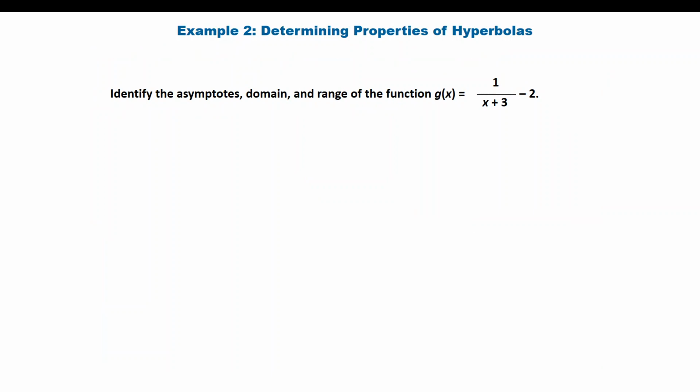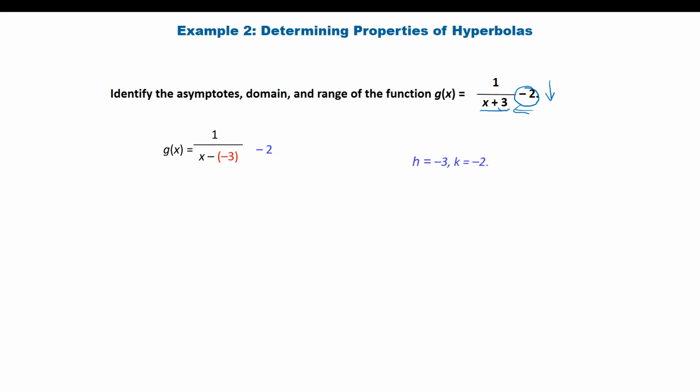All right, let's take a look at this example. We're going to identify the asymptotes, the domain, and range of this function. Just taking a quick glance at it, you should notice right away that there's a 3 added to our x. So that tells us that this whole graph is going to shift 3 units to the left. And we also see this minus 2, so that tells me that the whole graph is going to shift 2 units down. So the first thing that we're going to notice is our h and k.